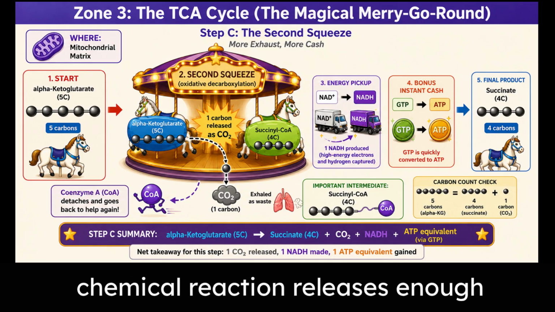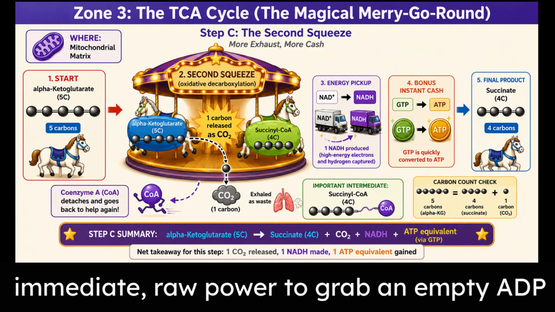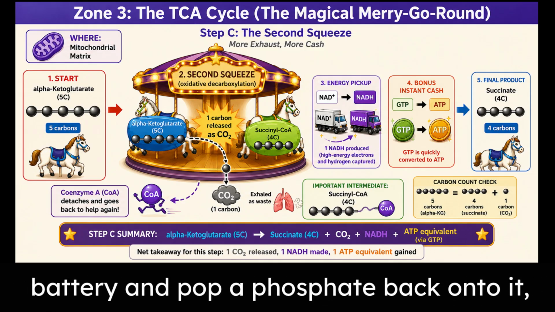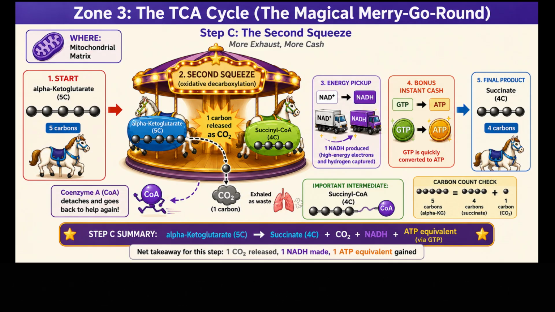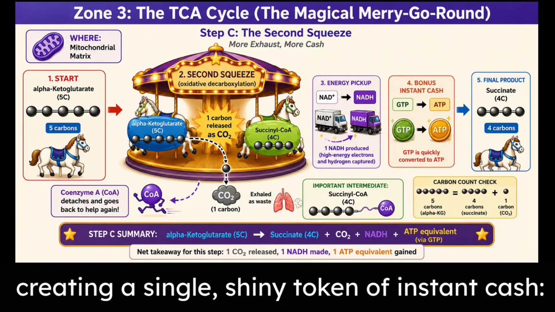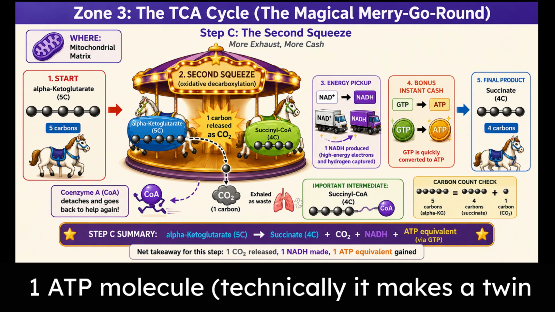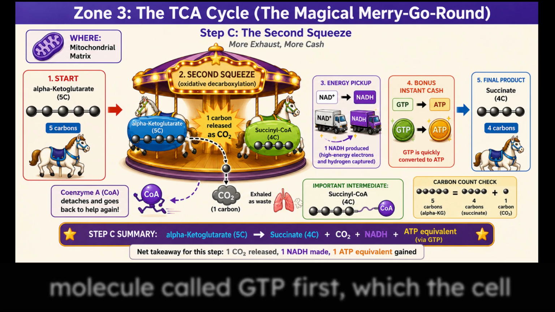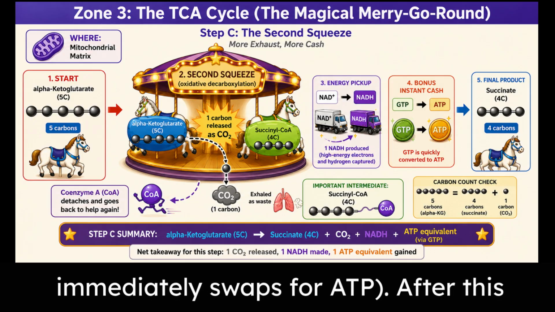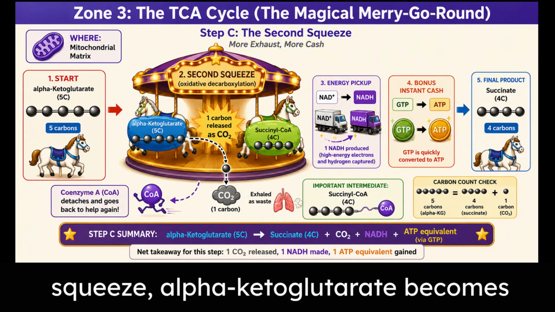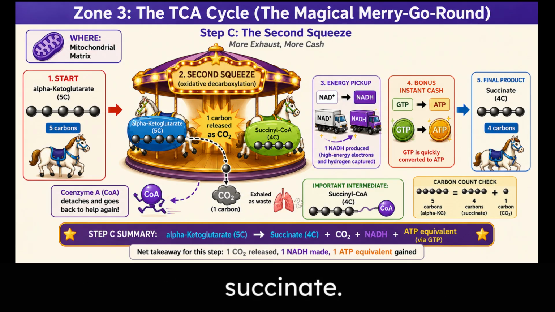The chemical reaction releases enough immediate raw power to grab an empty ADP battery and pop a phosphate back onto it, creating a single shiny token of instant cash. 1 ATP molecule. Technically, it makes a twin molecule called GTP first, which the cell immediately swaps for ATP. After this squeeze, alpha-ketoglutarate becomes succinate.